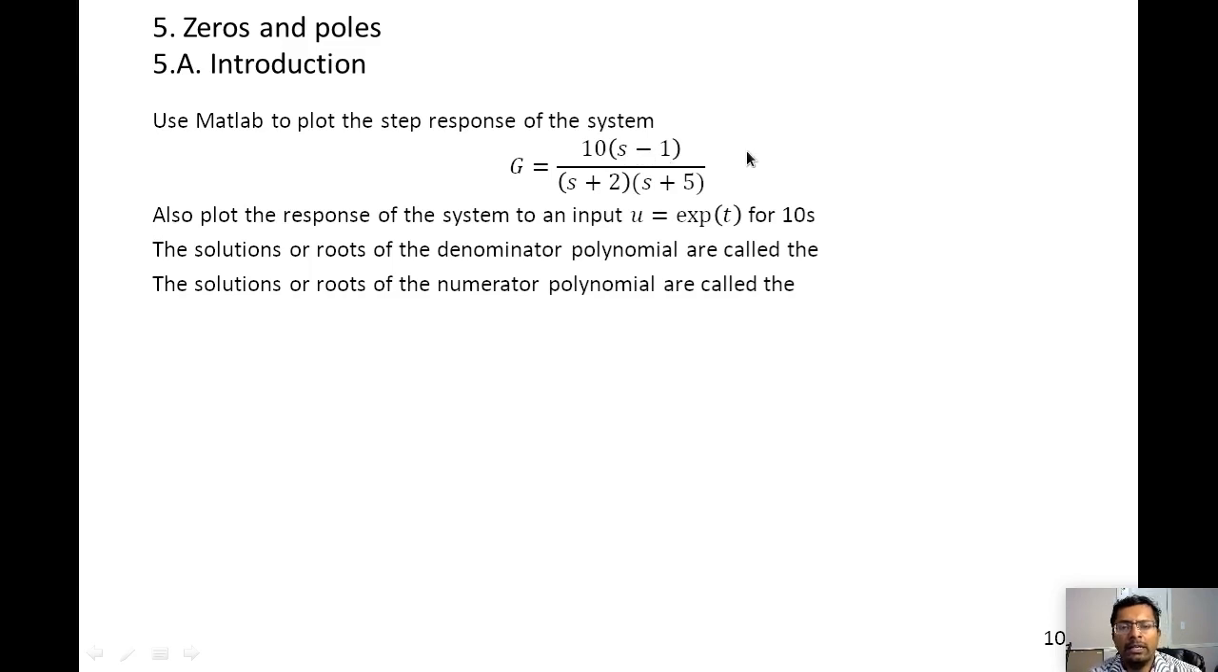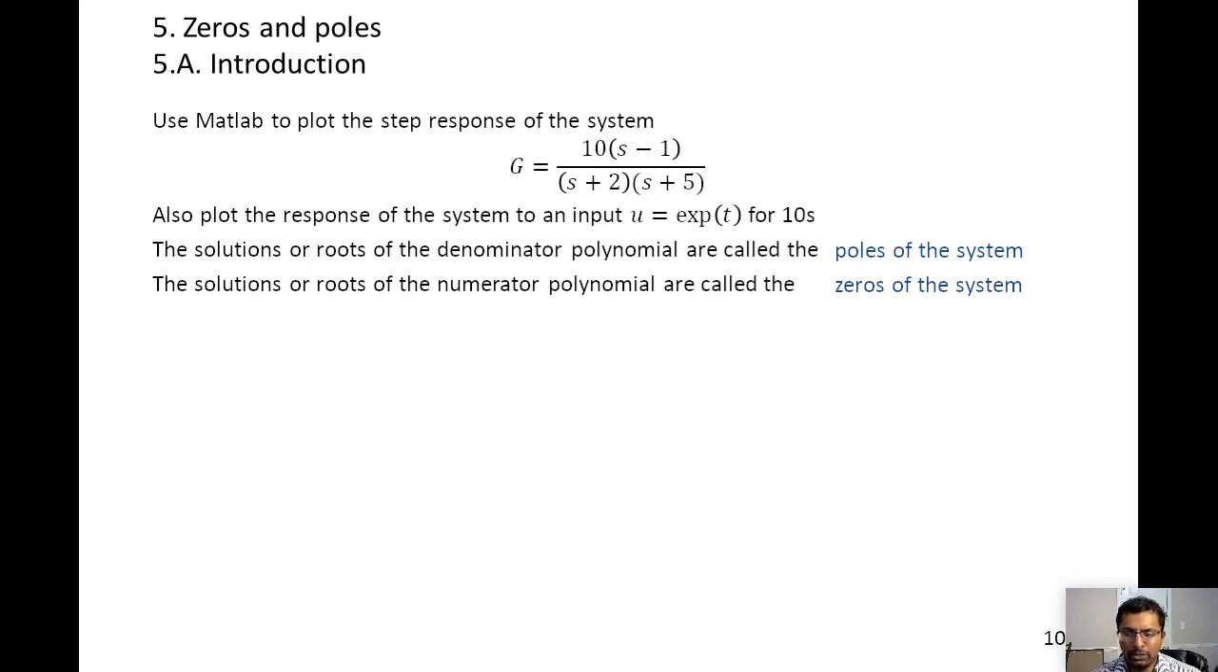Notice that you can write a transfer function as a polynomial, but what we have done here is we have actually factorized the polynomial. So the numerator is factorized as s minus 1, and the denominator is s plus 2 times s plus 5. If you multiplied this out, you would have essentially the transfer function we had before. The solutions to the denominator are known as the poles of the system. And the solution to the numerator is known as the zeros of the system. So one way to do this is to multiply out the numerator and denominator, and then use the transfer function designation we had before.